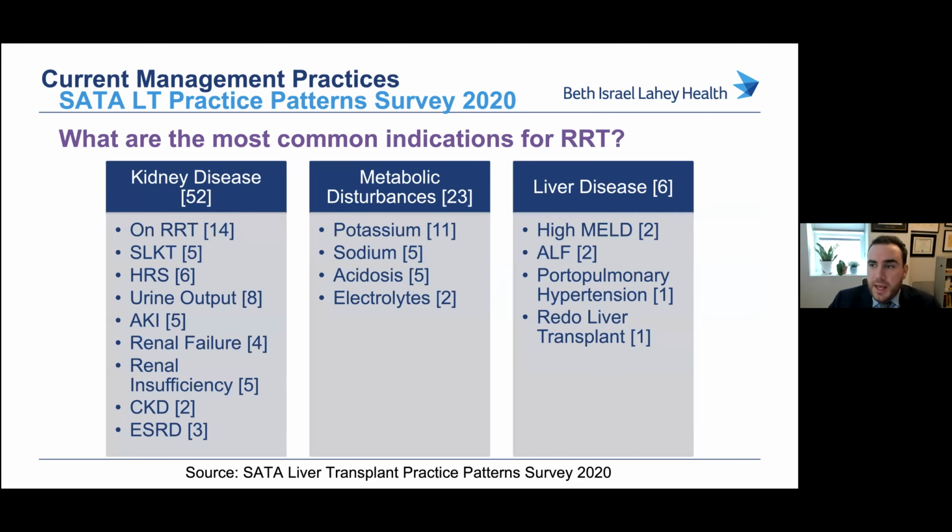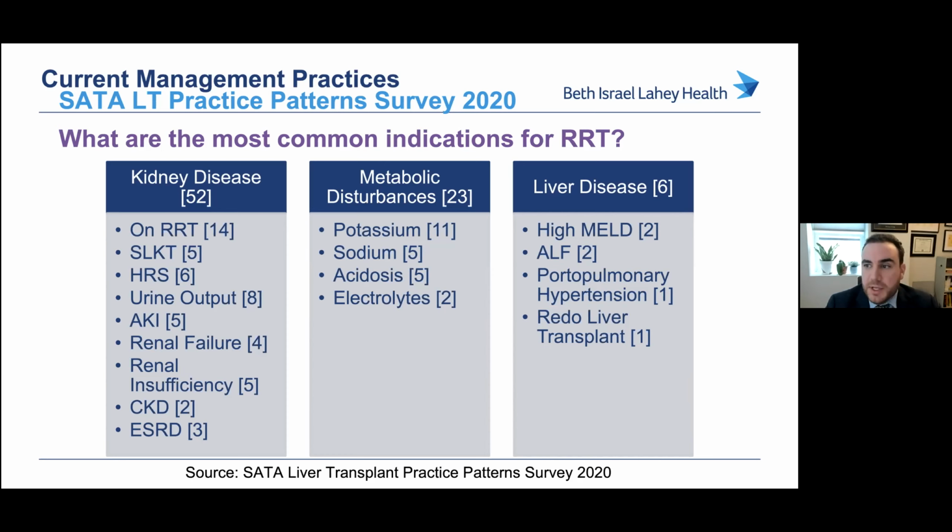The next question they asked was, what are the most common indications for renal replacement therapy at your center? This was a free text option that the directors could choose to fill in with free text. So I tried to summarize to the best of my abilities what the main 3 indications for renal replacement therapy at the centers were. The first and obviously the highest indication was kidney disease.